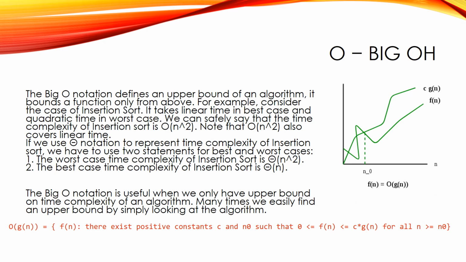Now let's discuss big O notation. Big O notation gives us the worst case time complexity. It defines an upper bound of an algorithm. Let's look at the graph.